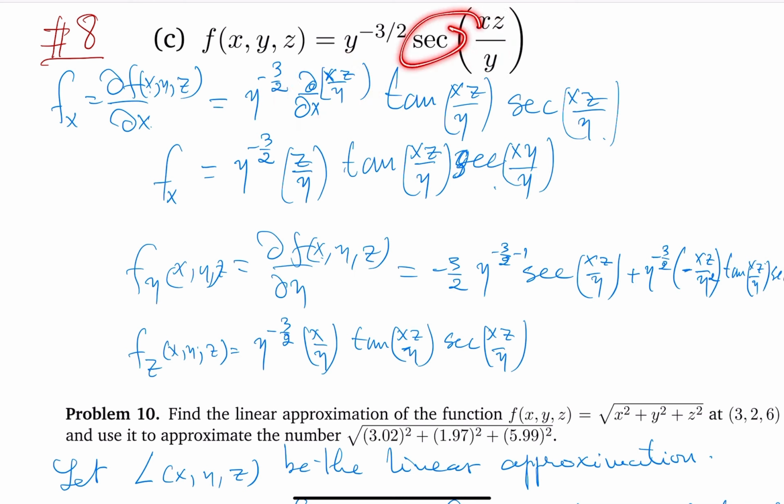The derivative of secant is just secant tangent, and keep the inside one intact. It won't change. That's why you have this one. Okay? This one is good.